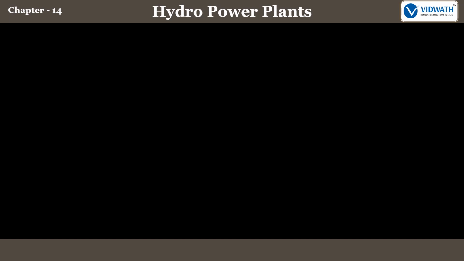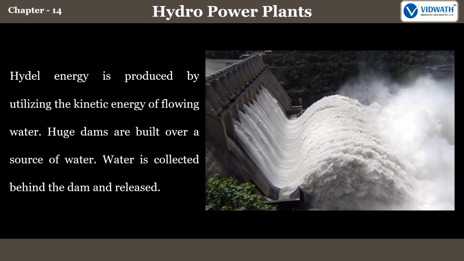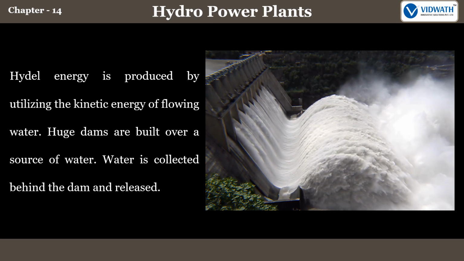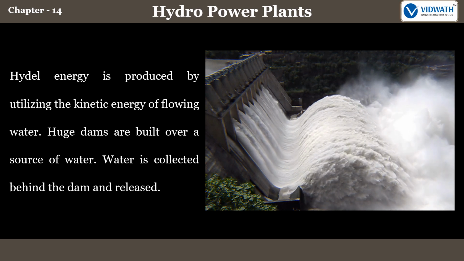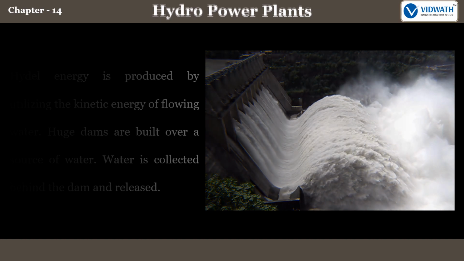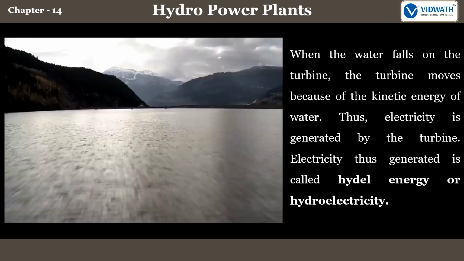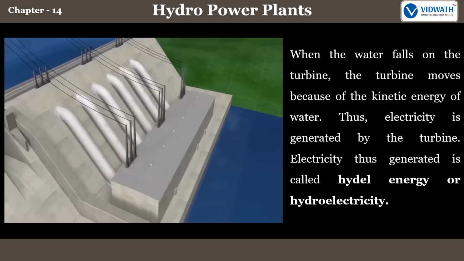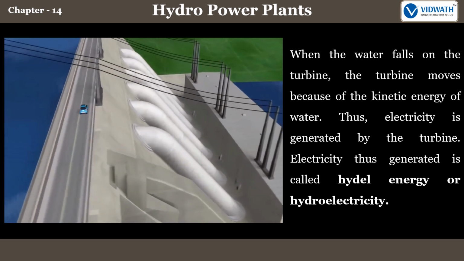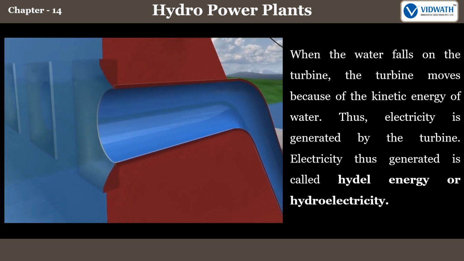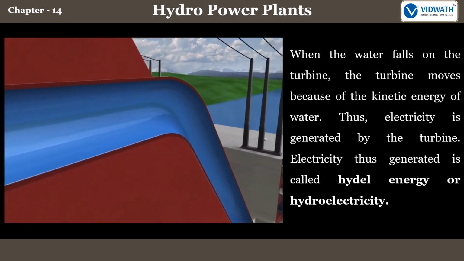We shall now move on to hydropower plants. Hydel energy is produced by utilizing the kinetic energy of flowing water. Huge dams are built over a source of water. Water is collected behind the dam and released. When the water falls on the turbine, it moves because of the kinetic energy of the water. Thus, electricity is generated by the turbine. Electricity thus generated is called hydroelectricity.